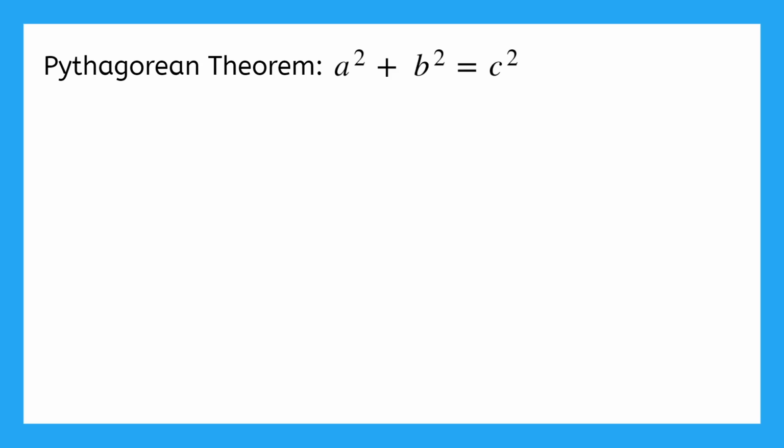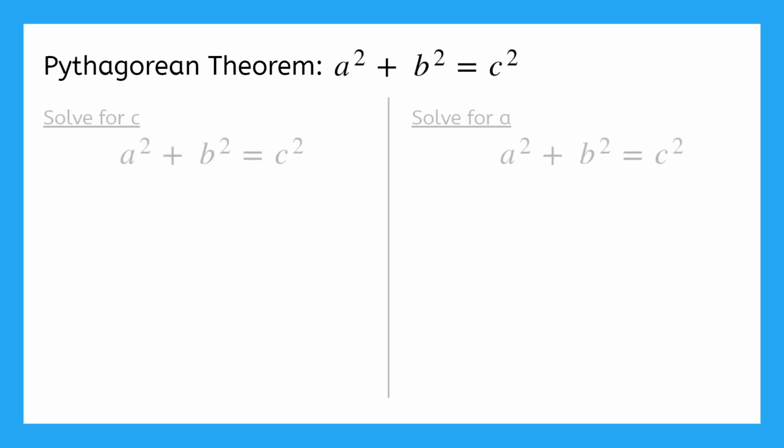Our next example is the Pythagorean Theorem. This formula is used to find one side of a right triangle if you already know the other two. A, B, and C are just names for the sides of the right triangle, with C being the longest one. We're going to solve for C and A. We could also solve for B here, but it would be exactly the same as solving for A, which you'll see in a second. So let's start with solving for C.